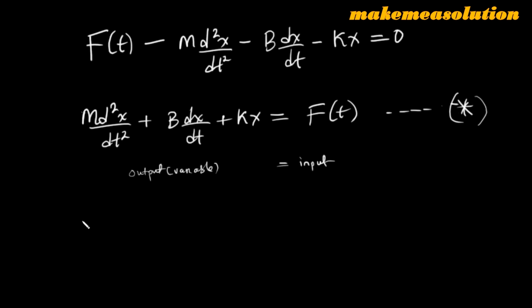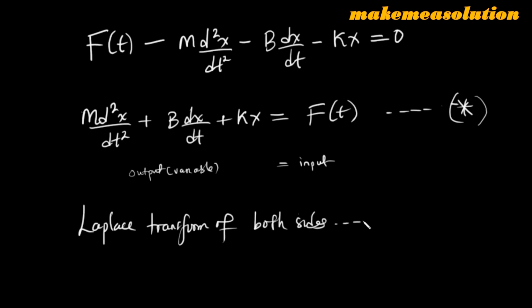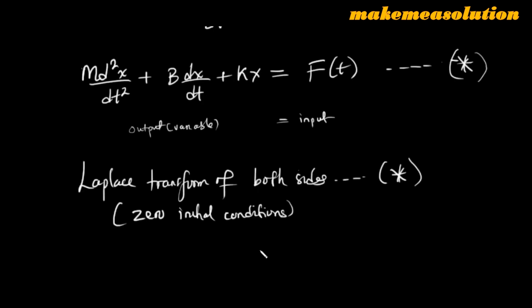But if they say find the transfer function, you need to take the Laplace transform of both sides. So taking the Laplace transform of both sides of equation star, and this time around with 0 initial conditions. Remember, when taking the Laplace transform for control systems, we usually work with 0 initial conditions. So the Laplace transform of the second derivative is going to be s²X(s). Then plus we have b, and the Laplace transform of the first derivative will be sX(s).